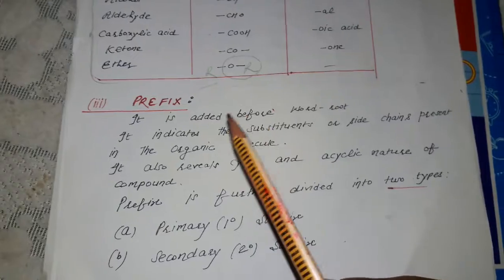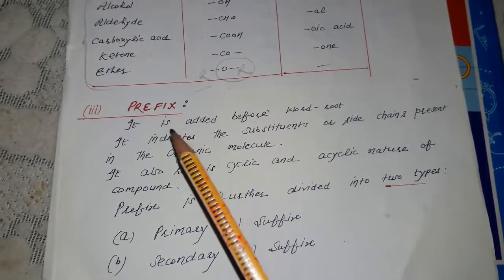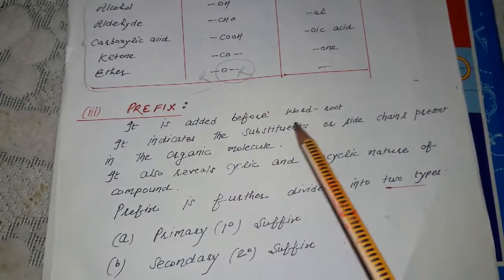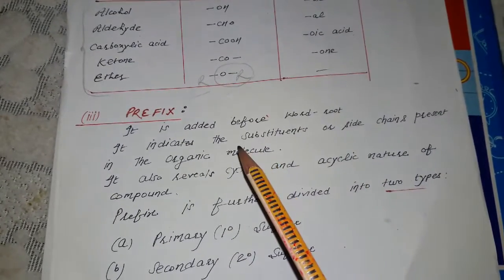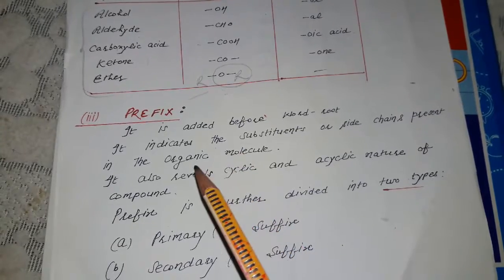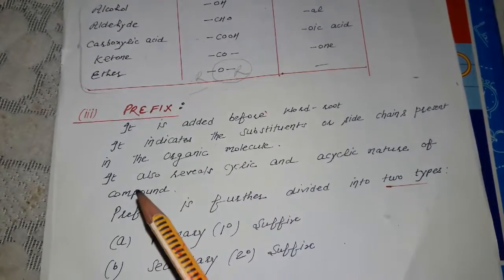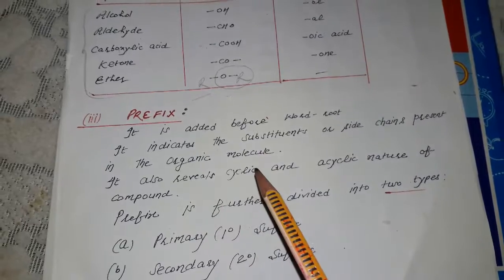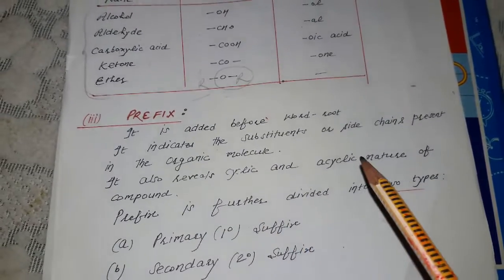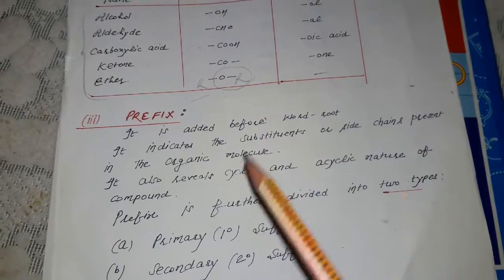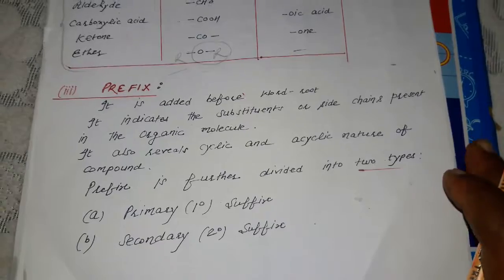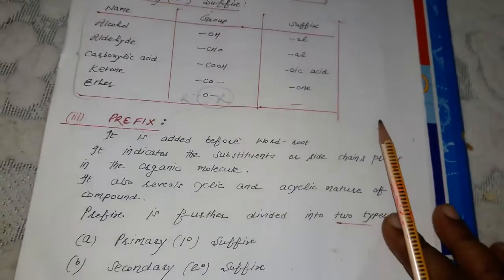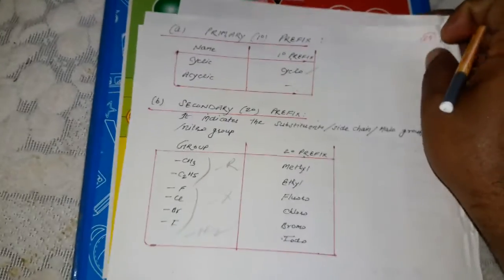So next, the third main part of the naming is prefix. It is added before the word root. It indicates the substituents, side chains, or we can say including the nitro group present in the organic molecule. It also reveals whether the main chain is cyclic or acyclic in nature. Prefix is again divided into two types, 1 degree and 2 degree, primary and secondary prefixes. So let us see 1 degree and 2 degree prefixes.